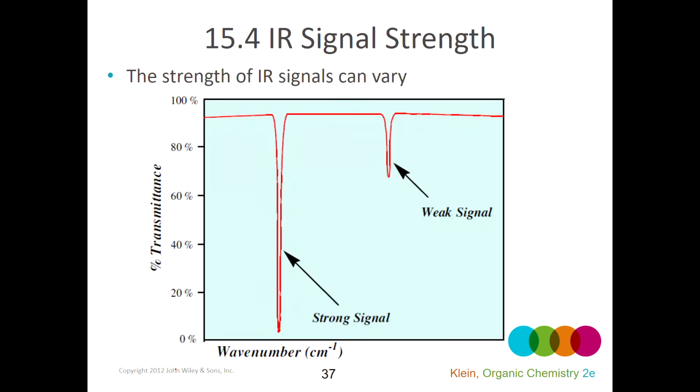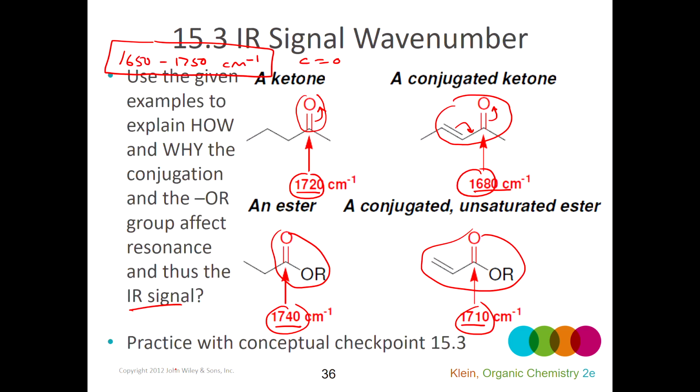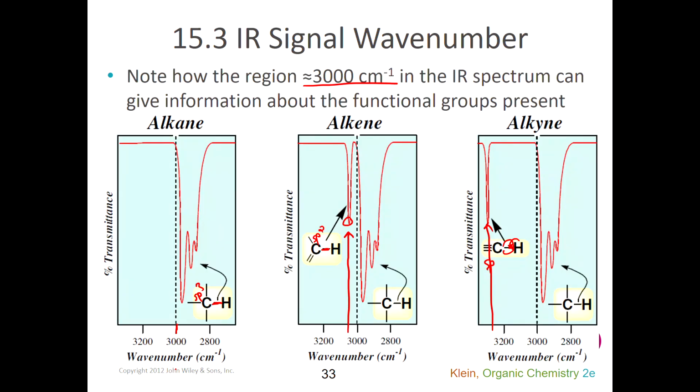All right, so that covers the basics of wave number. Wave number tells me where on the scale the signals appear. So what you need to know about wave number is the stronger the bond, the higher the wave number. The lighter or less mass of the atoms, the higher the wave number. There's a specific difference between the wave number when it's an sp3 hybridized carbon-hydrogen versus an sp2 carbon-hydrogen versus an sp carbon-hydrogen. That you definitely need to be quite familiar with.